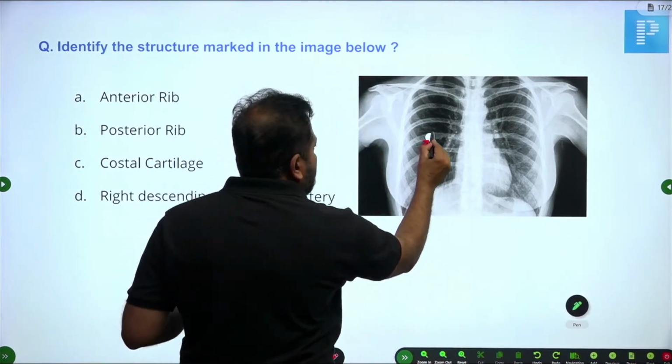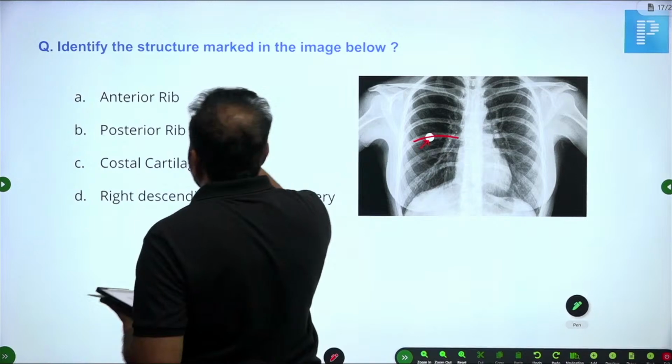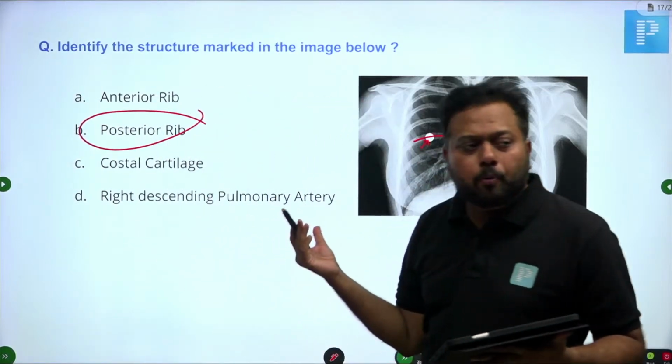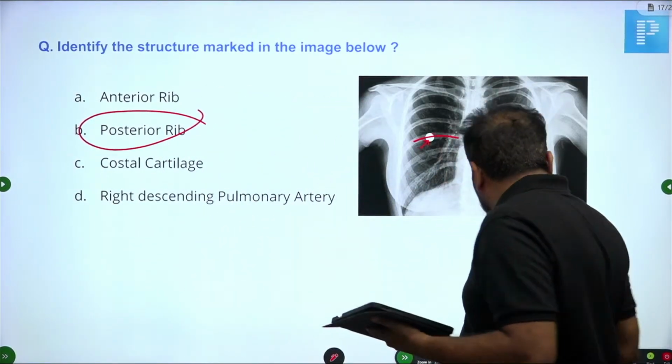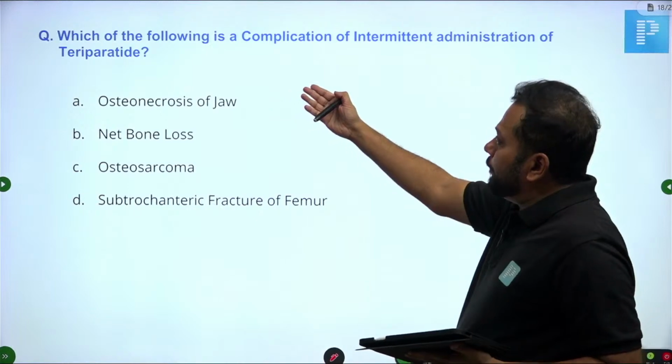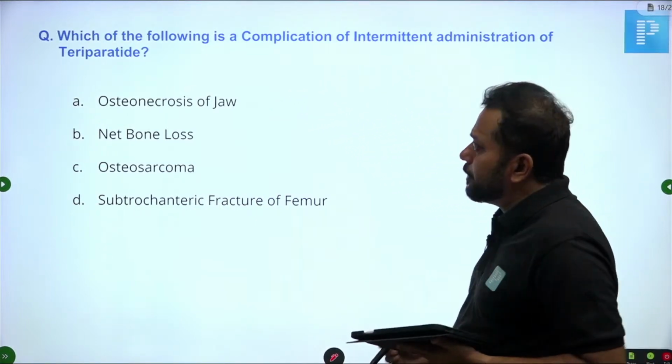So they had asked, what is this? This is obviously a posterior rib. Okay, posterior rib. Good. Now, which of the following is a complication of intermittent administration of teriparatide?